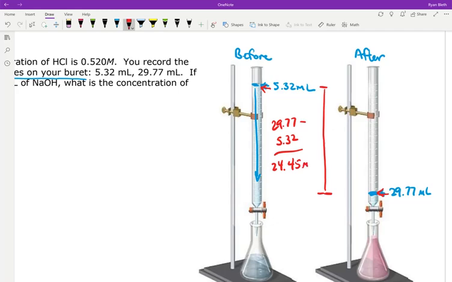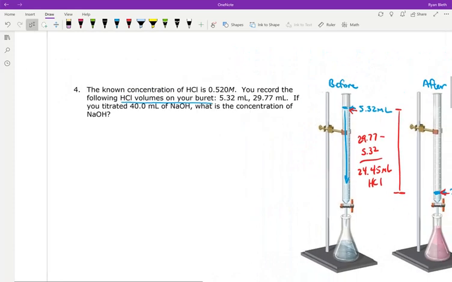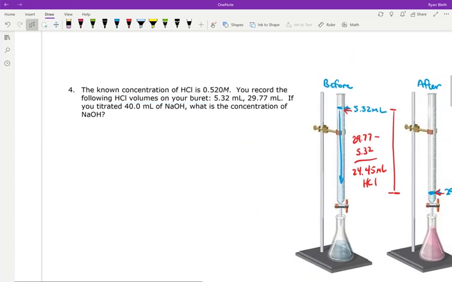24.45 milliliters of HCl. Remember, I need to know that that's the HCl that was in that burette and not the other substance in this question. So those two volumes get used together by subtraction to figure out the volume of the substance in the burette that was used. In this case, the substance in the burette is the HCl. So we used 24.45 milliliters of HCl. And we also know its concentration is 0.520 moles per liter. So we know a lot about the acid. We're going to start our problem with the acid because it's the thing that we know about.